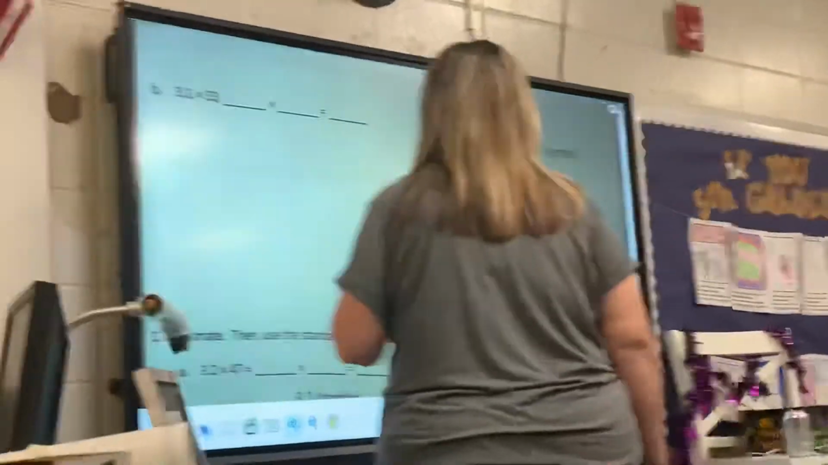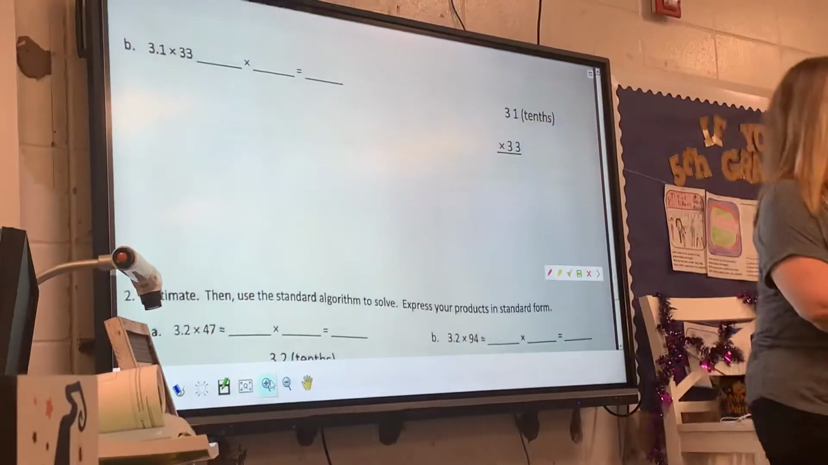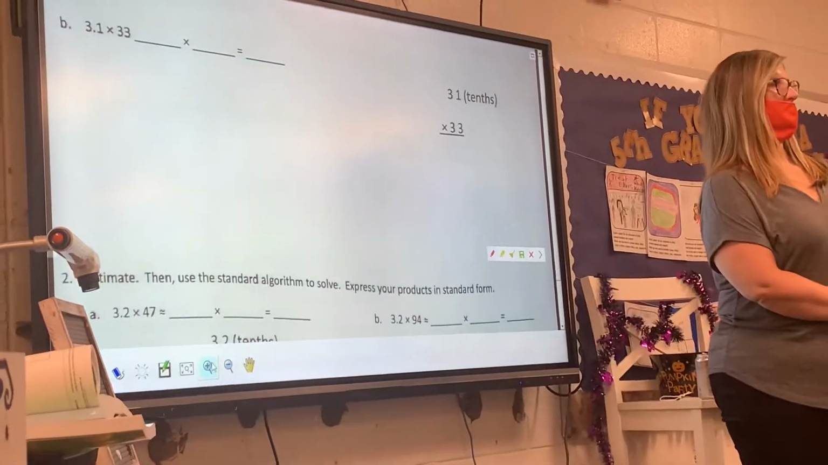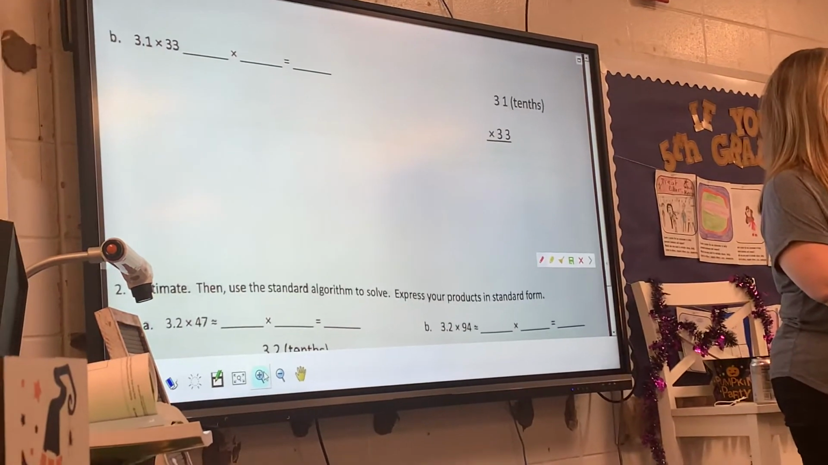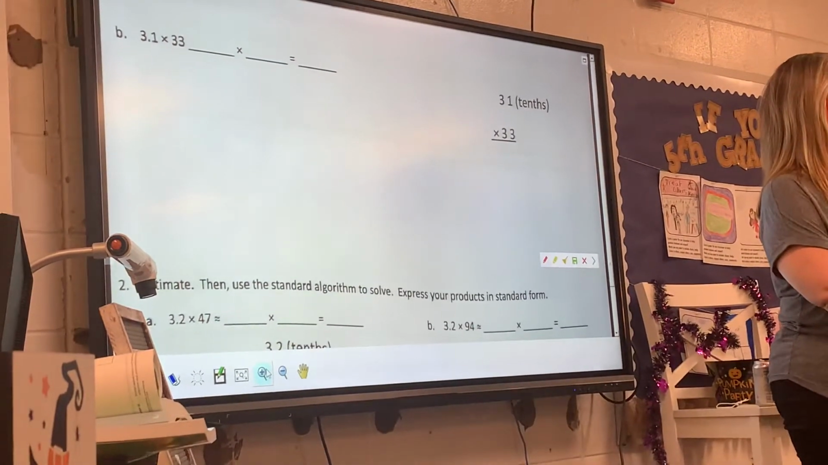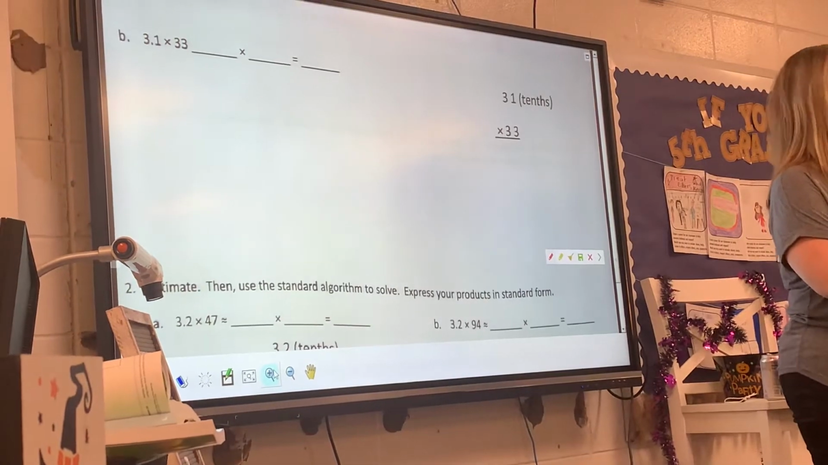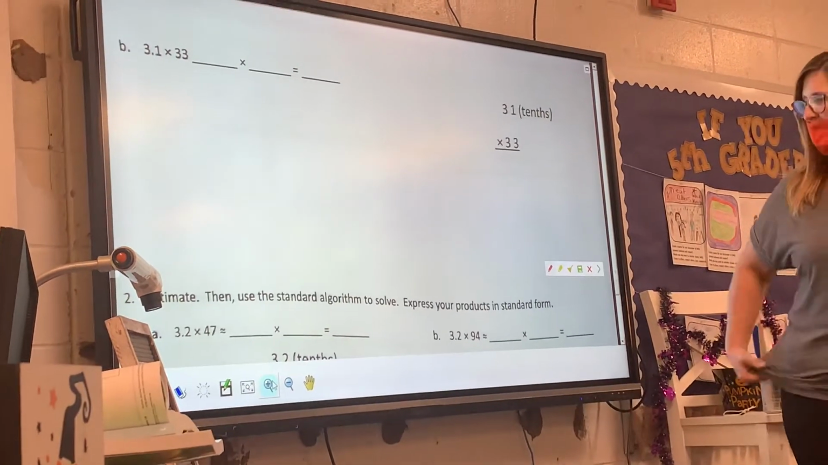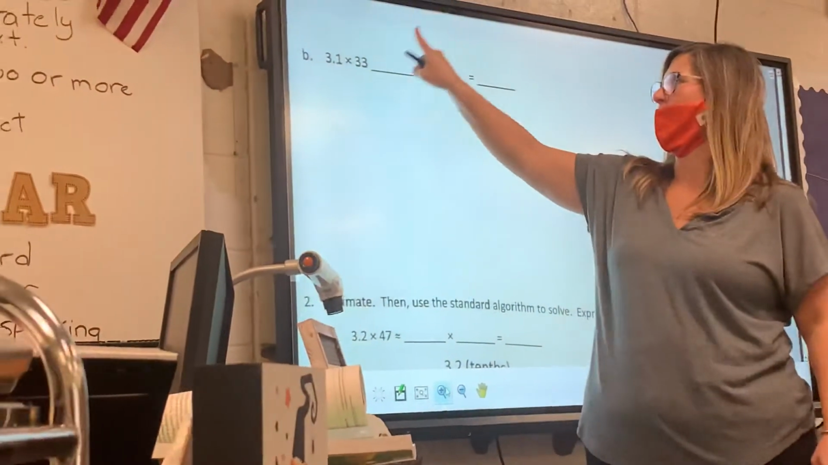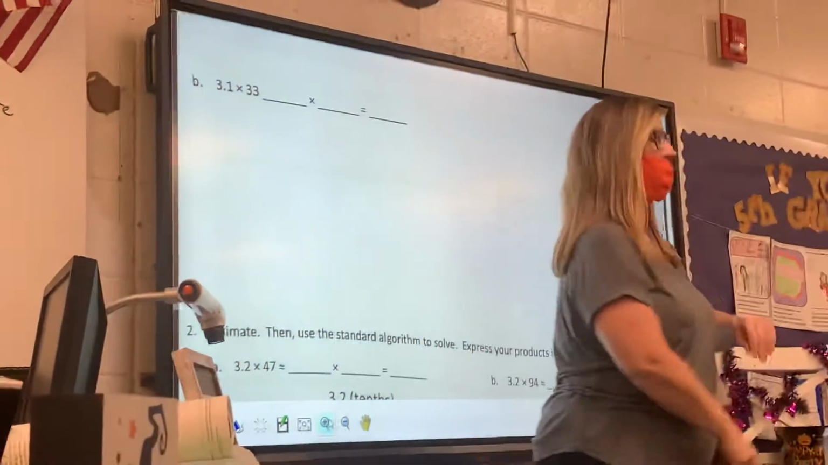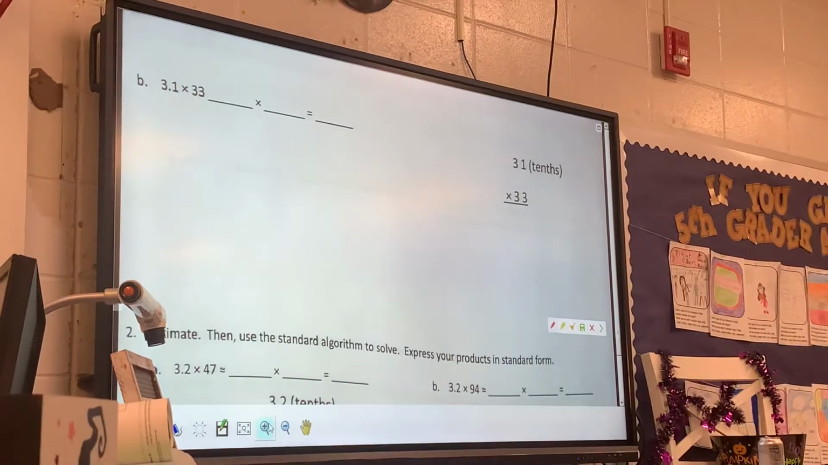How do I read that number? Instead of saying 3.1, I say what? 3 and 1/10. Very good. All right, I want you to round 3 and 1/10 to the nearest whole number and put it in the first blank. Round it. Put it in the first blank.